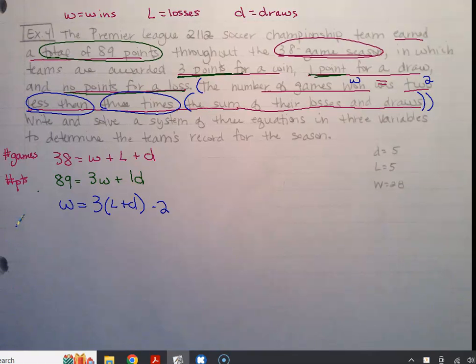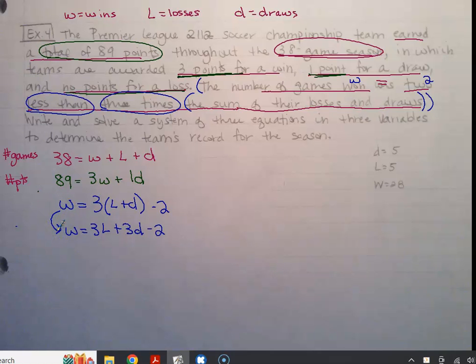Let's simplify this one. So W equals 3L plus 3D minus 2. Maybe I should have written that over there, but this one is just simplified. So we already have W.